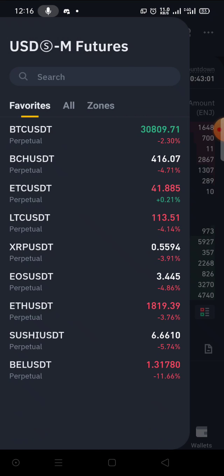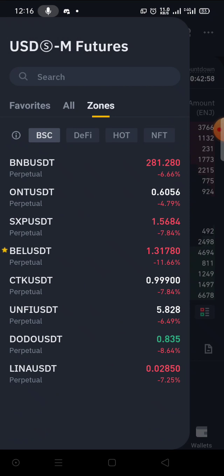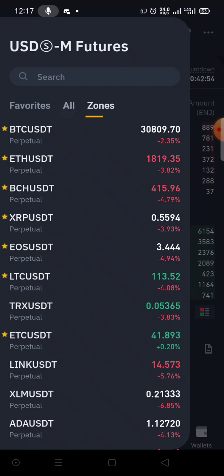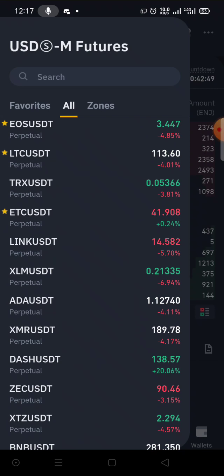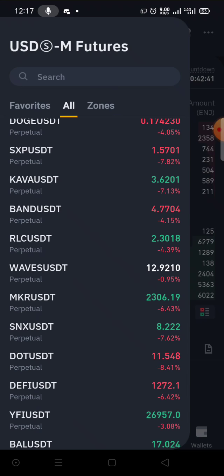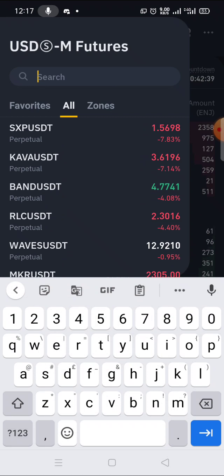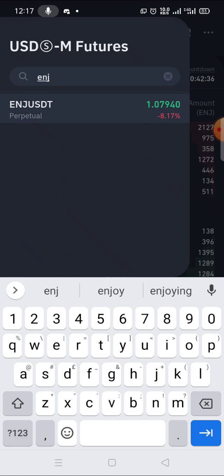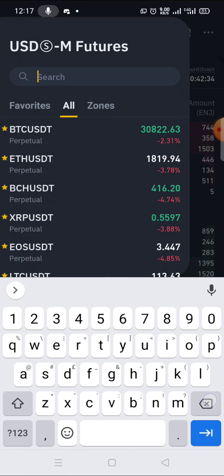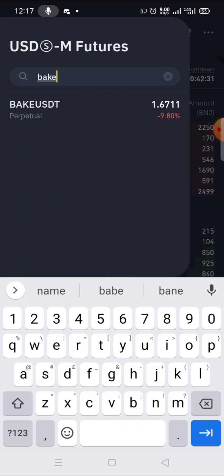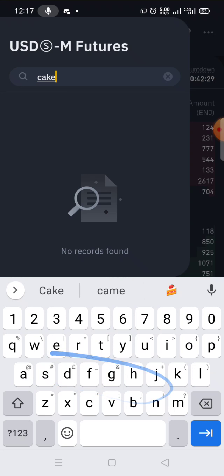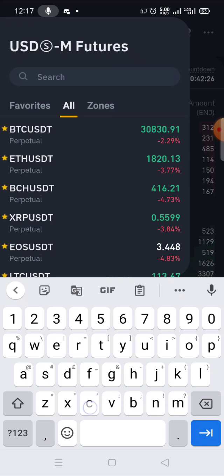This is the favorite. I have my favorites, all the coins I've been trading on. Here are the zones. We have the BTC, the DeFi, the HOT, and the NFT kinds of coins you can trade with. Then this is all that comprises both the favorite and the zone. Now you will not see any pair aside from USDT. All the coins that are tradable here have pairs in USDT. For example, I want to trade futures with ENJ. I just type ENJ. Are you seeing it? ENJ has only USDT. The same thing goes with Bake or any other coin. Or Cake, you can't. There's no Cake here.